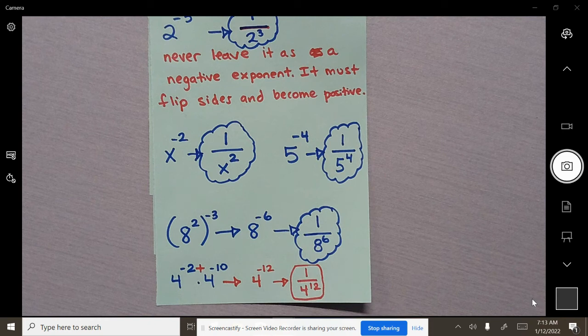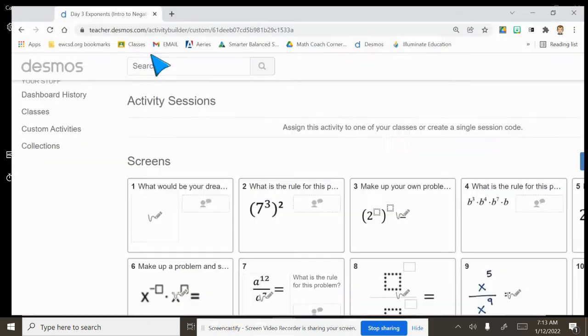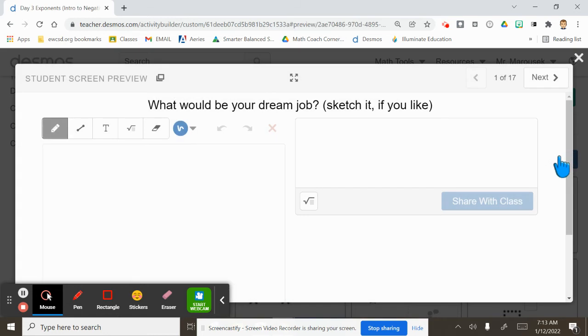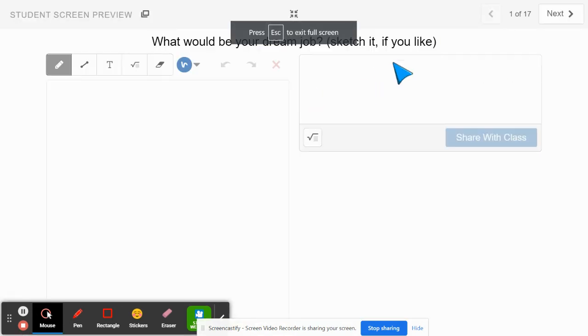All right, as you go through the Desmos with me, this first question I like. What is your dream job? Sketch it if you'd like. All right. I will go ahead and do mine real quick. You're like, Mr. Marusik, this should be your dream job, right? Oops, my thing's glitching out.